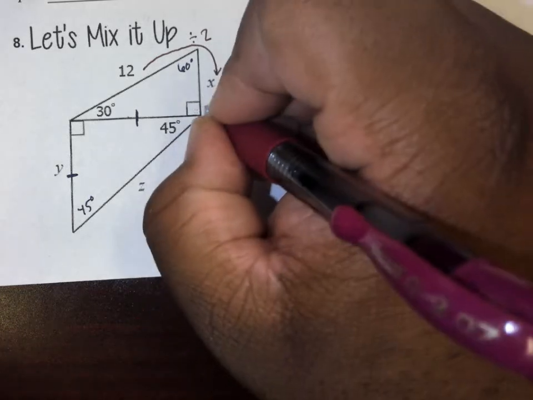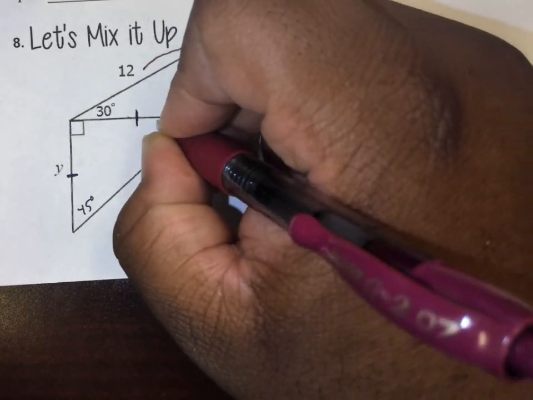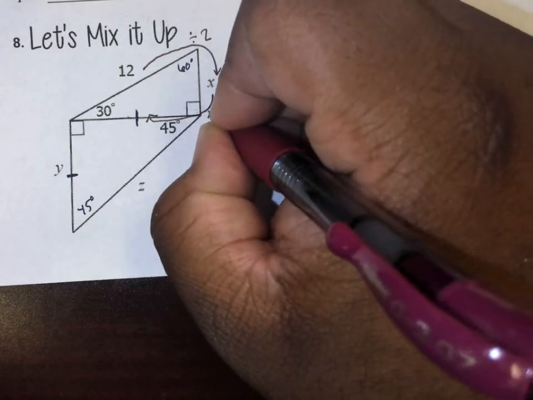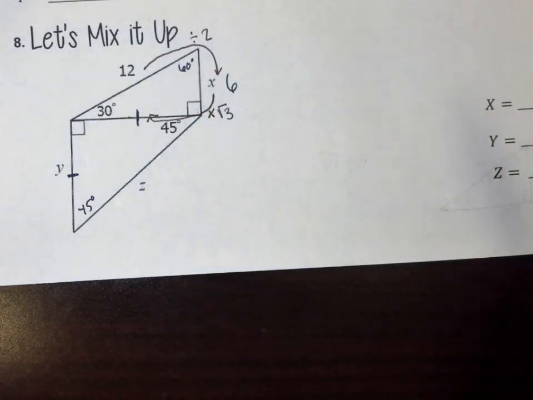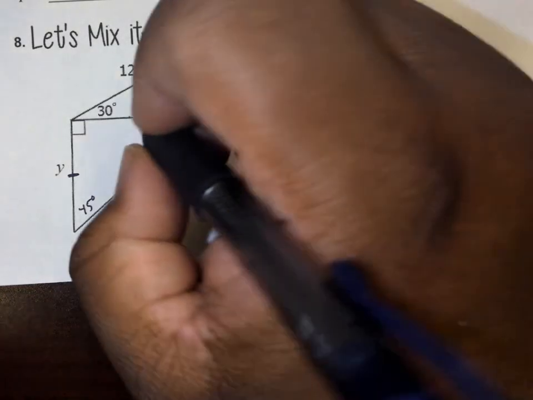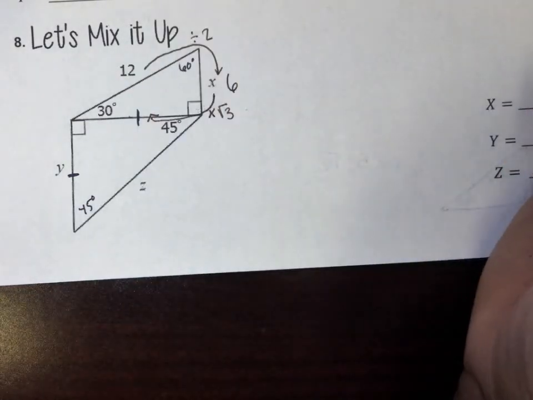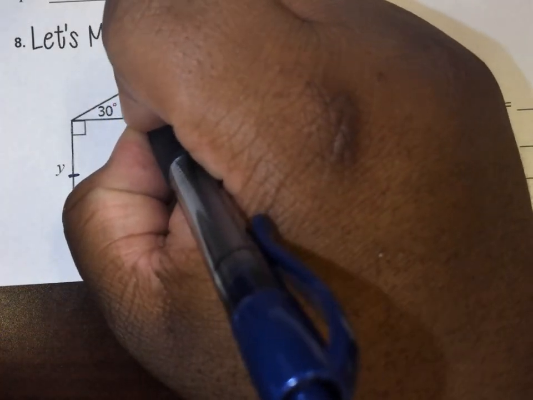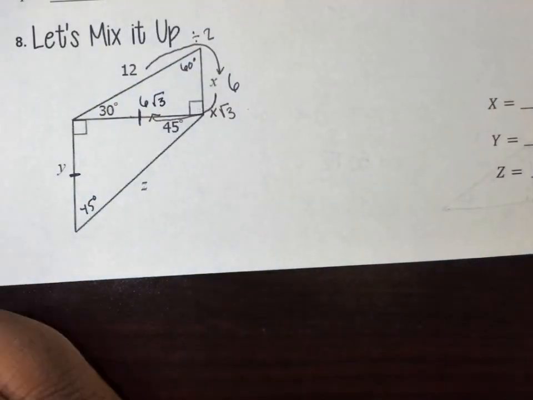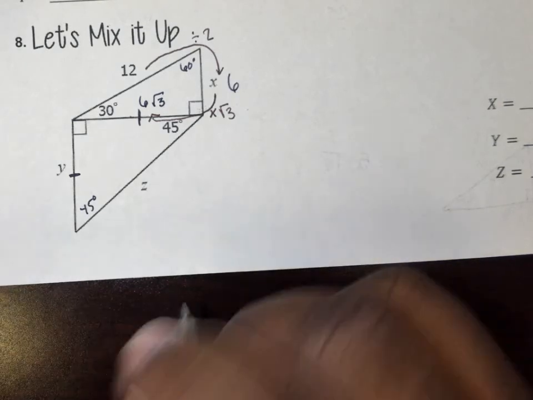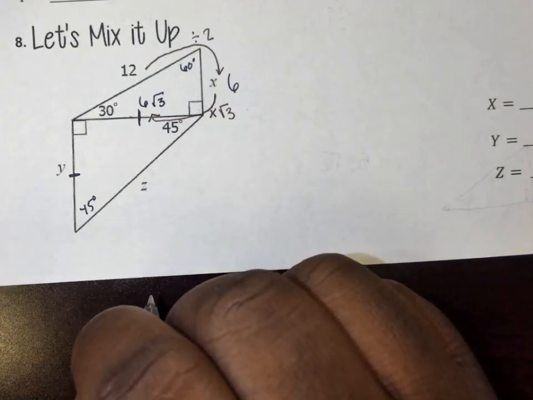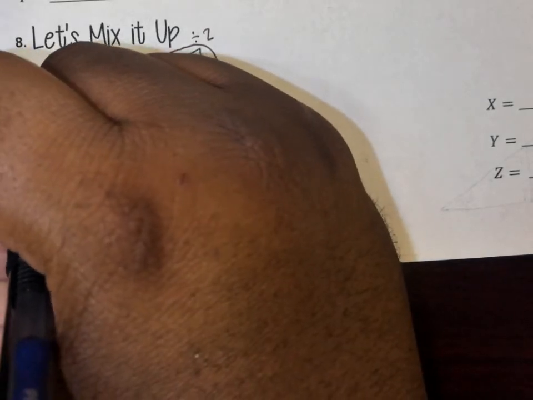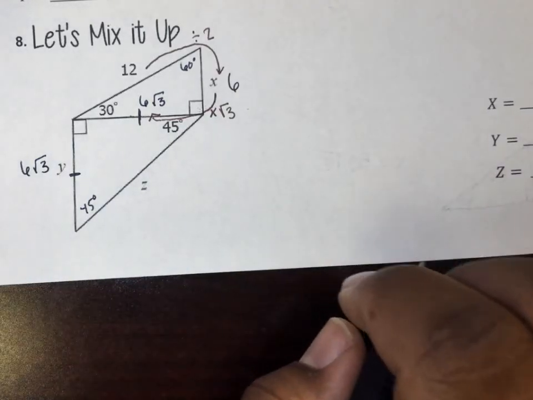Long leg equals... okay, so I'm going to multiply short leg times square root of 3. That's going to give us what? 6 square root 3. And that's good for me right there. So 6 square root 3 is my long leg. So what's the value of Y? 6 square root 3.